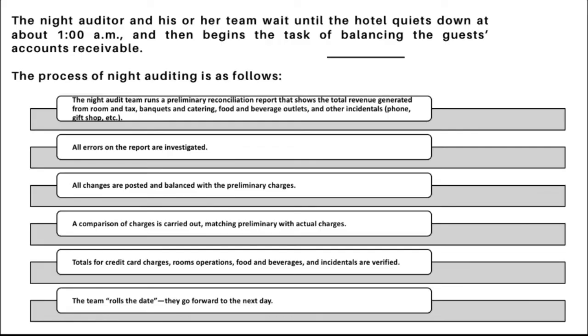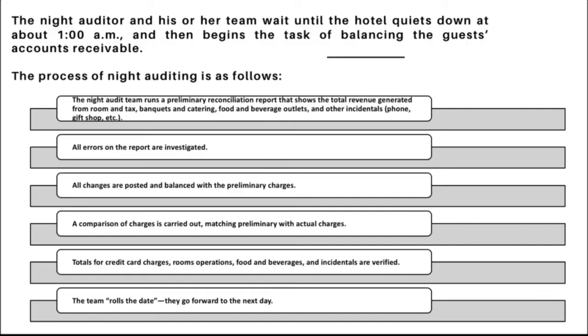Total for credit charges or credit card charges, rooms operations, food and beverages, and incidentals are verified. So, trabaho din yun ni night auditor. Lahat ng mga credit card charges, okay? Lahat ng mga charges within F&B, and yung mga incidentals. Dapat lahat yun is naka-verified.